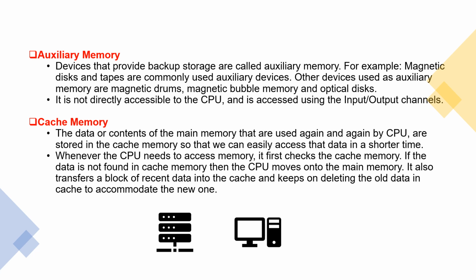Cache memory. The data or contents of the main memory that are used again and again by the CPU are stored in the cache memory so that we can easily access that data in a shorter time. Whenever the CPU needs to access memory, it first checks the cache memory. If the data is not found in the cache memory, then the CPU moves to the main memory. It also transfers a block of recent data into the cache and keeps on deleting the old data in the cache to accommodate the new one.